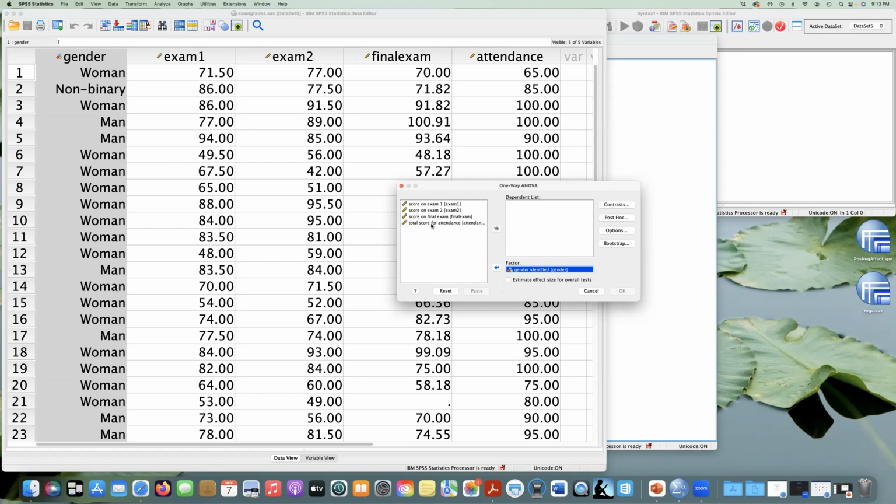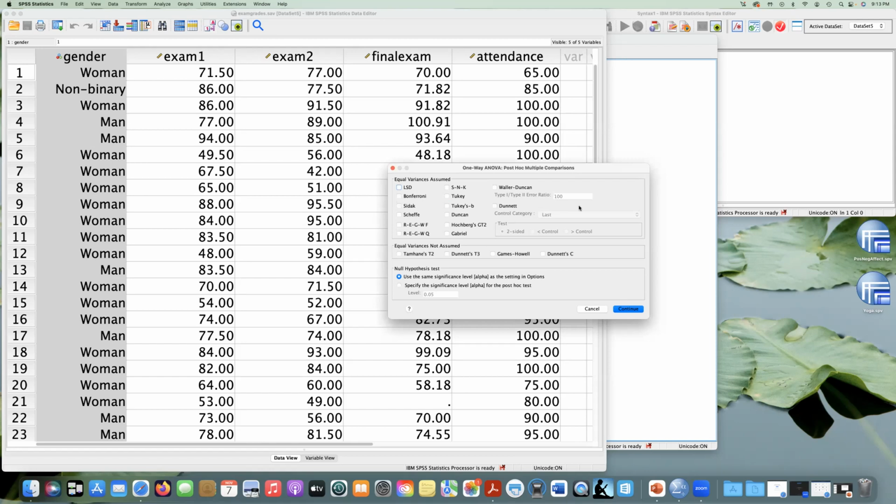And we're going to choose our dependent list. I'm going to right click here. Oh, there we go. Display variable names. And I want to do attendance, so I'm going to move that into my dependent list. I could check them all at the same time if I wanted to, but I'm not going to worry about that. I do want to estimate effect size for overall tests. I also want to look at a post hoc.